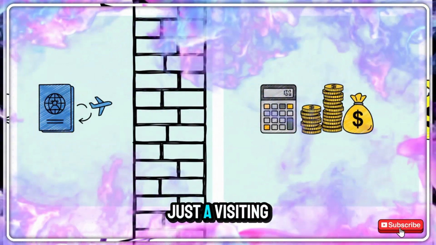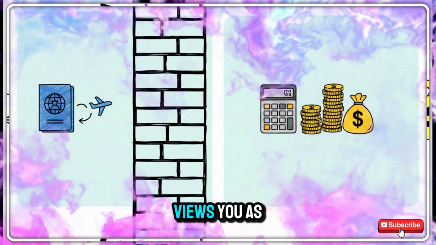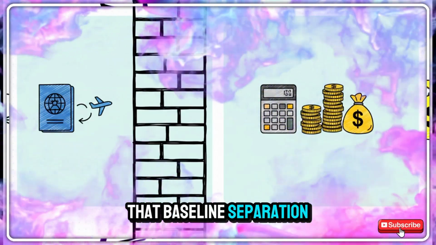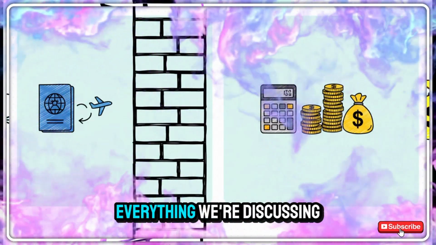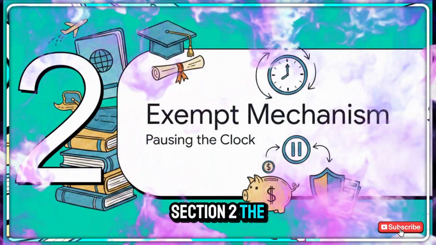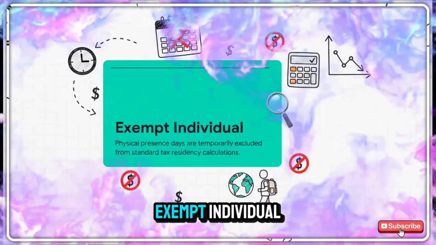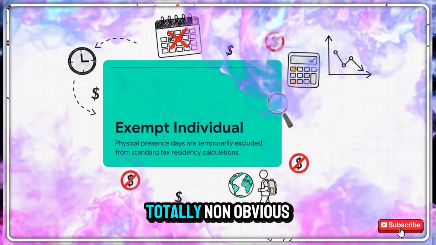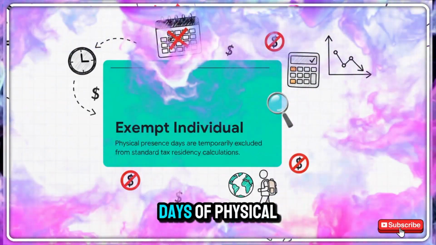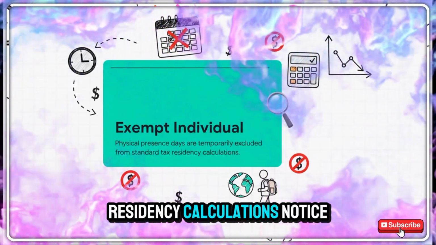Imagine thinking you're just a visiting student, only to find out a totally separate government agency views you as a permanent financial entity. That baseline separation is literally the foundation of everything we're discussing today. Moving on to section 2, the exempt mechanism. Now, the legal definition of an exempt individual contains a massive, totally non-obvious detail. It's defined as a status where an individual's days of physical presence are temporarily excluded from standard residency calculations.